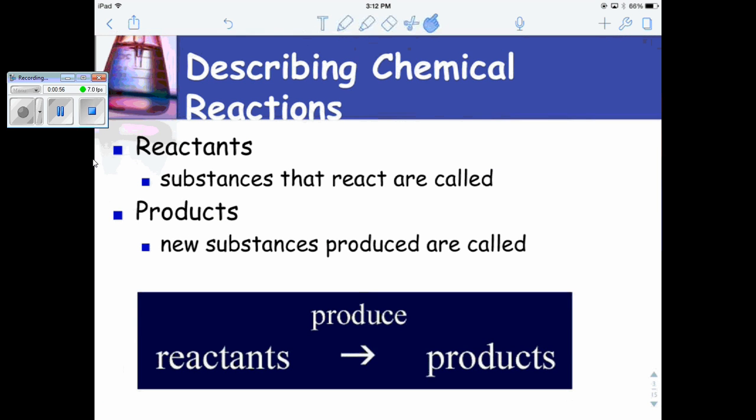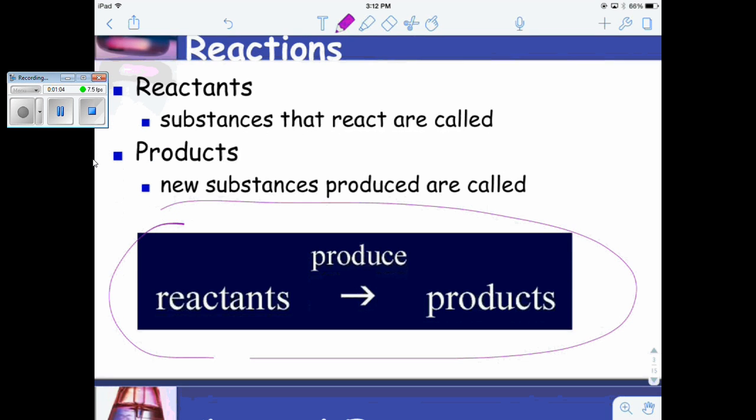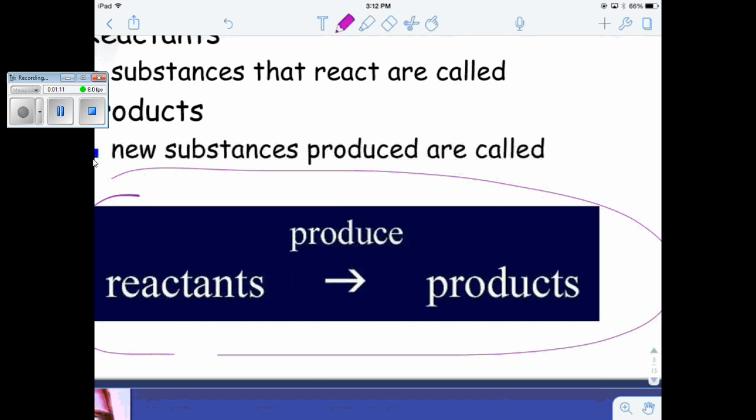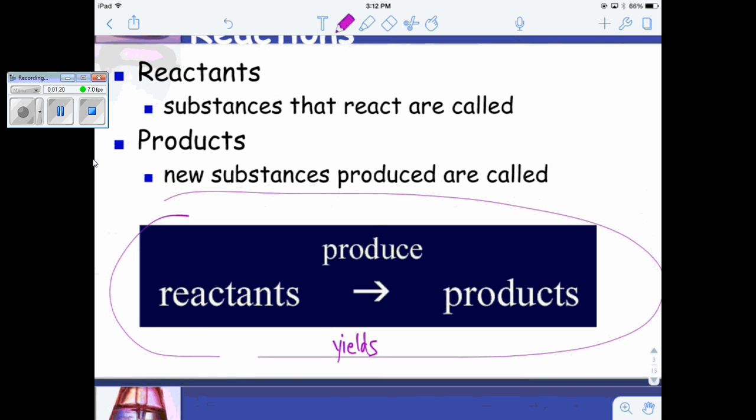There's parts to a reaction. And pretty much every reaction is going to look something kind of similar to this, where it's going to have an arrow to show that a reaction has occurred and produce something. Right? That arrow means produces. Sometimes it'll be referred to as yields. But that arrow signifies a reaction has occurred.